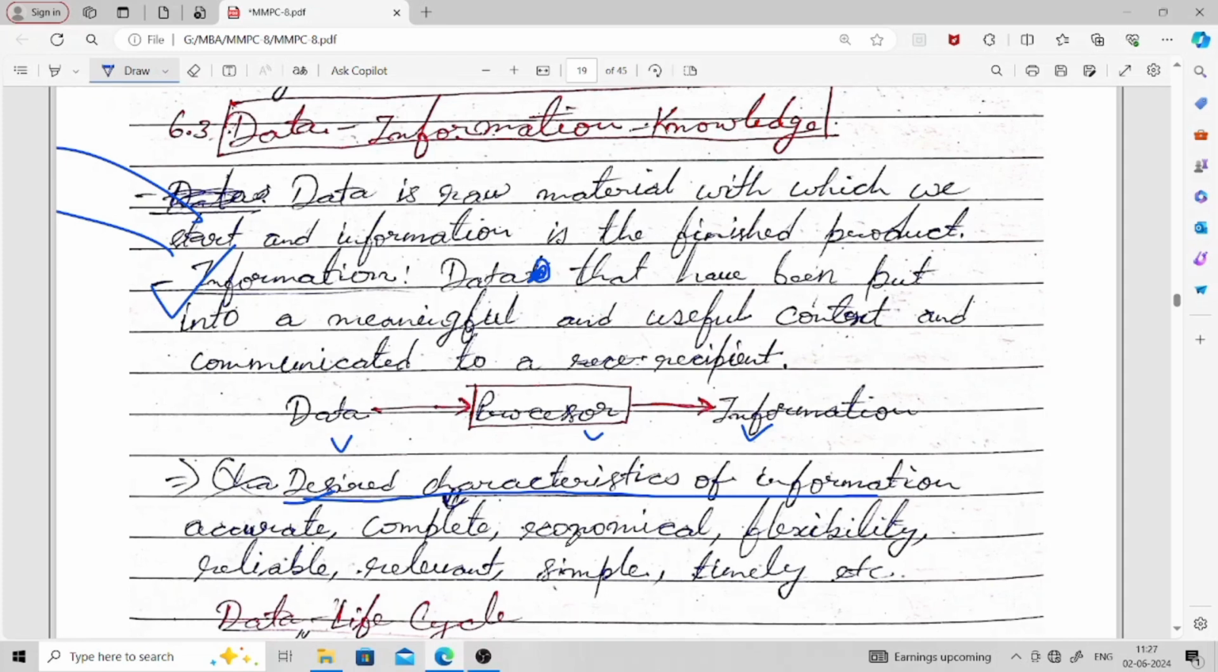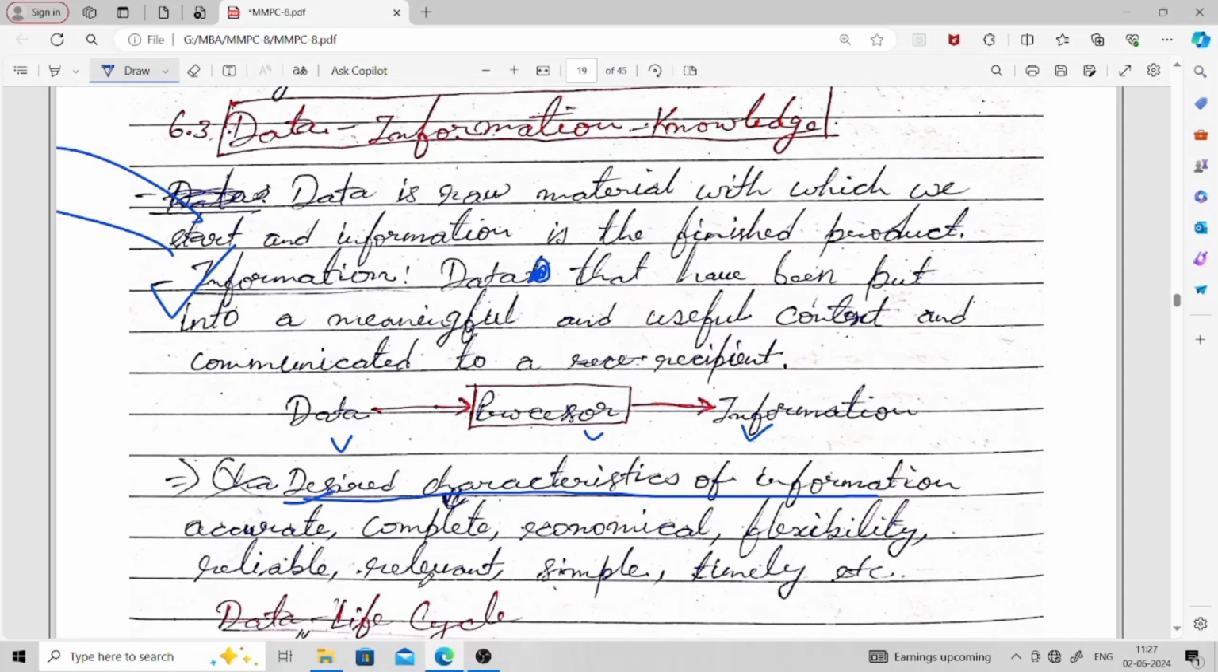Next there is flexibility. Information should be flexible, or you can say dynamic, meaning it should change with the change in circumstances or the change in requirement. Then information should be accurate, because if the information is not accurate, then the decision will result in catastrophe for the organization. Next it is given reliable, meaning it should be reliable also.